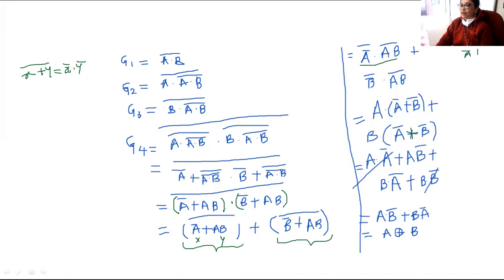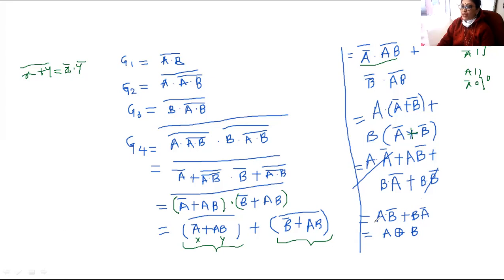What will be the result of multiplication? It will be 0. Now suppose if your A is 1, then your A bar will be 0. What will be the result of multiplication? It will be 0. So these are only possible two cases. Therefore A dot A bar or B dot B bar will be equal to 0. So therefore we can cancel these two.